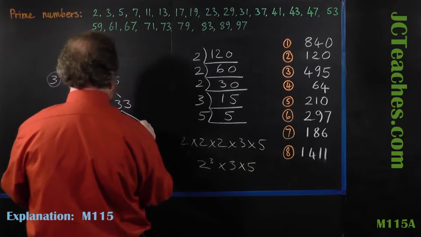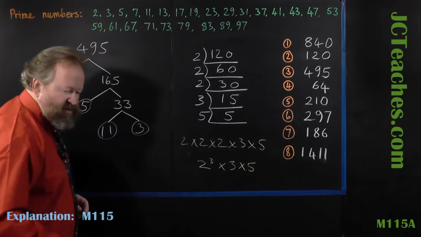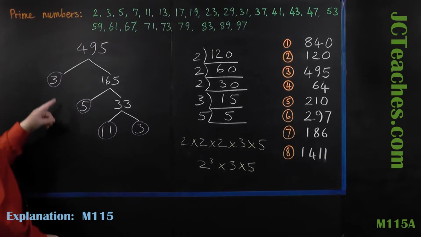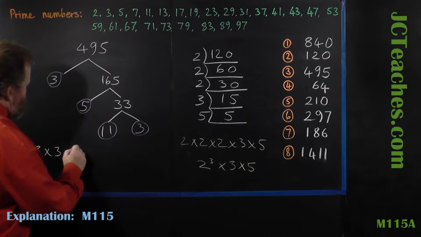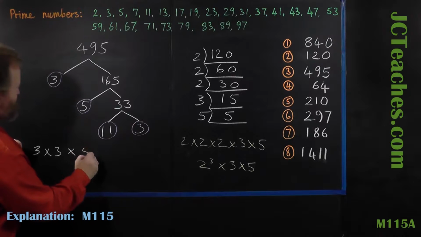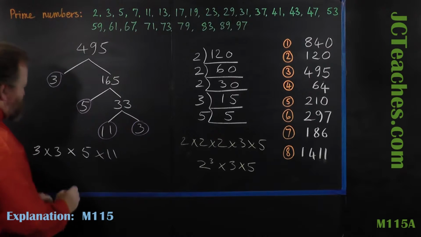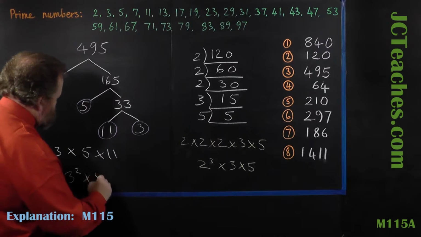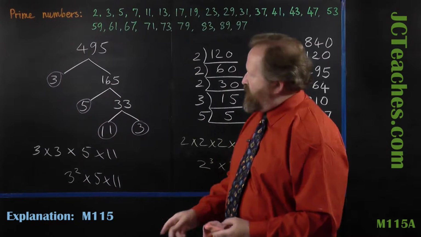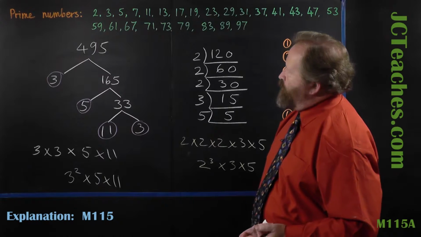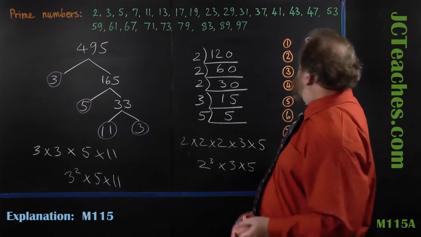Okay. For that one, I can write those down here. So I start with the smallest, 3 times 3 times 5 times 11, or 3 squared times 5 times 11, if you want to express it like that. Okay. Right, that was 495.